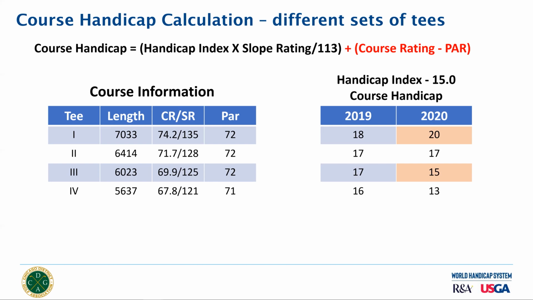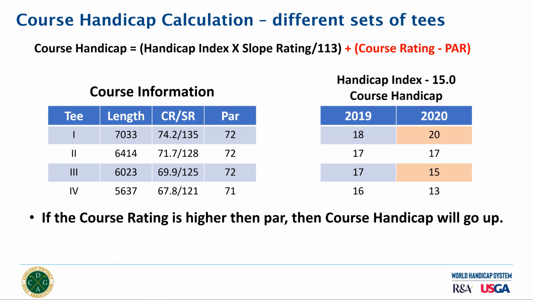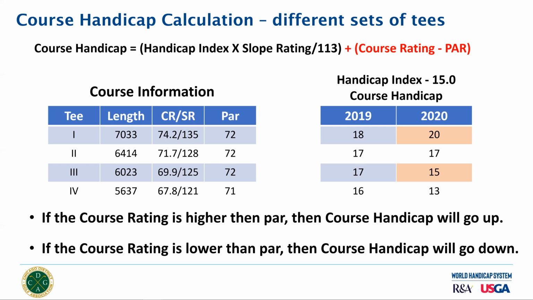No longer does this have to be calculated manually. It is now part of the formula. If the course rating is higher than par, the course handicap will go up. If the course rating is lower than par, the course handicap will go down.